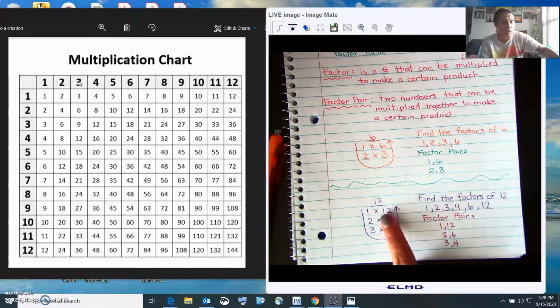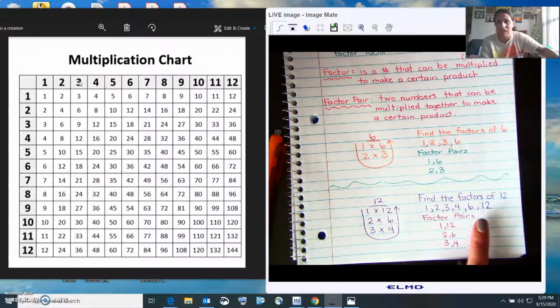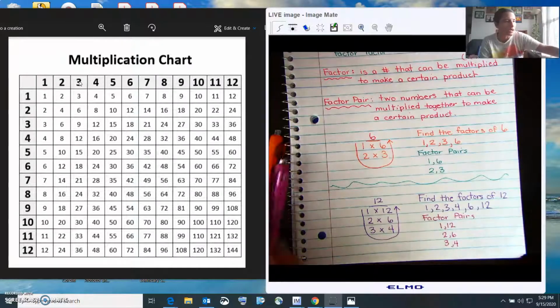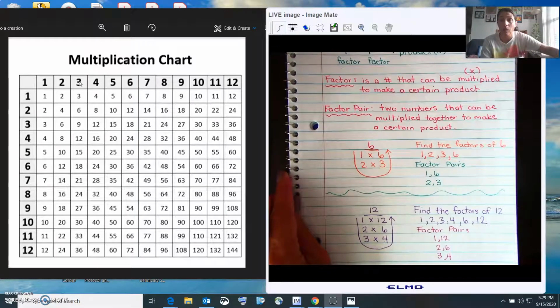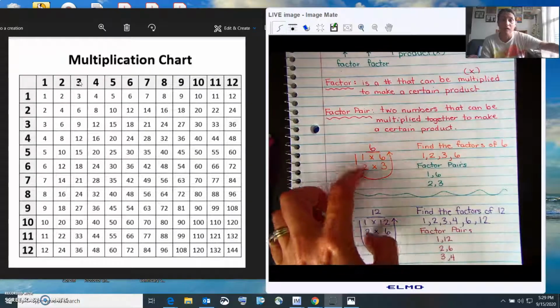The factors of 12 mean what numbers can I multiply to give me 12: 1, 2, 3, 4, 6, and 12. Today in class, we will be working on finding factors of different numbers.